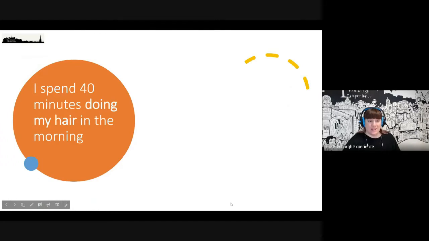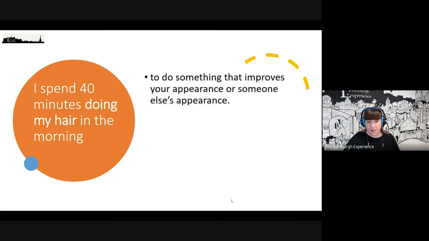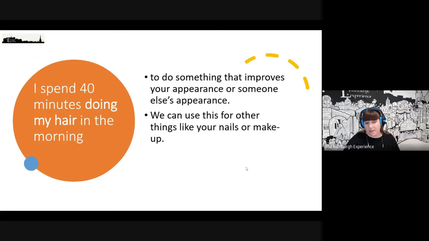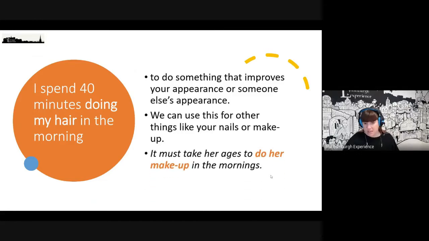Okay, guys, I spend 40 minutes doing my hair in the morning. So if you do something that improves your appearance or someone else's appearance, and you'll also see it with things, for example, like do your nails or do your makeup. Okay, so it must take her ages to do her makeup in the mornings.